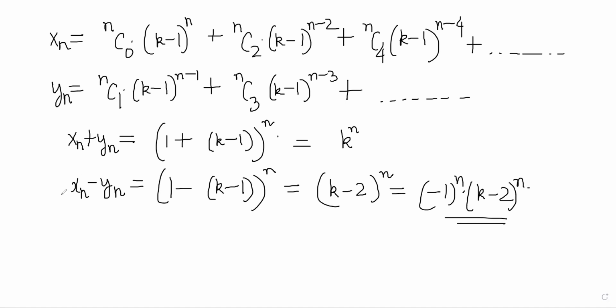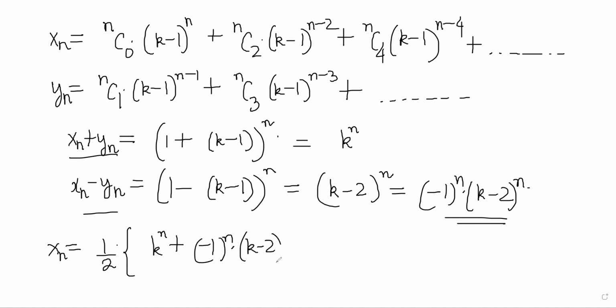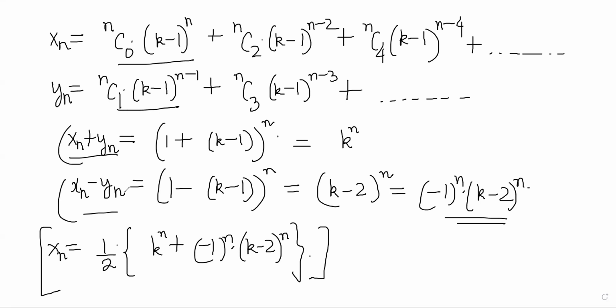Correct. And once we have xn and yn, we can just add and divide. So xn will be equal to half of (k^n + (-1)^n (k-2)^n). So by applying the binomial theorem, you can recognize that the sum of this and the difference of this fit the pattern of binomial theorem expansions, and that helps us solve the problem, right? Okay.